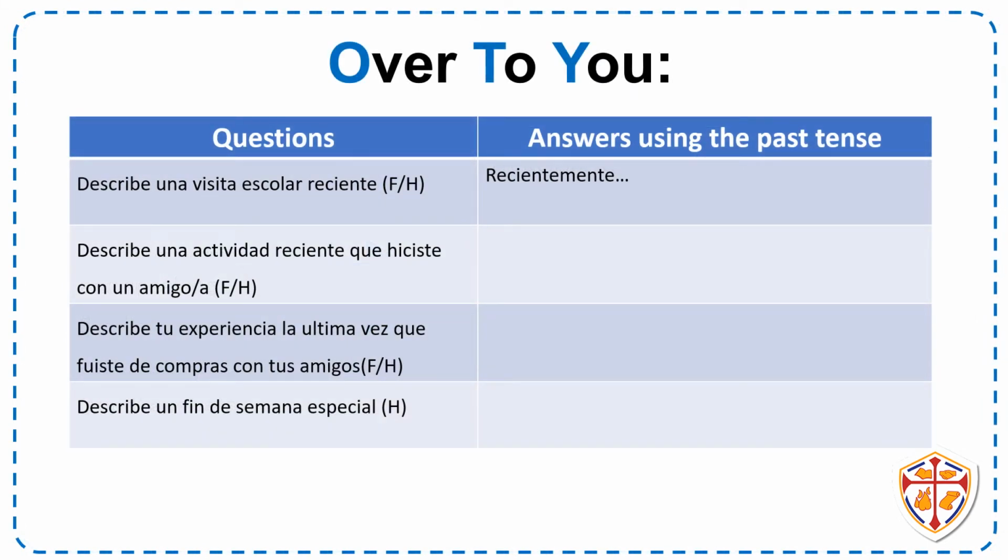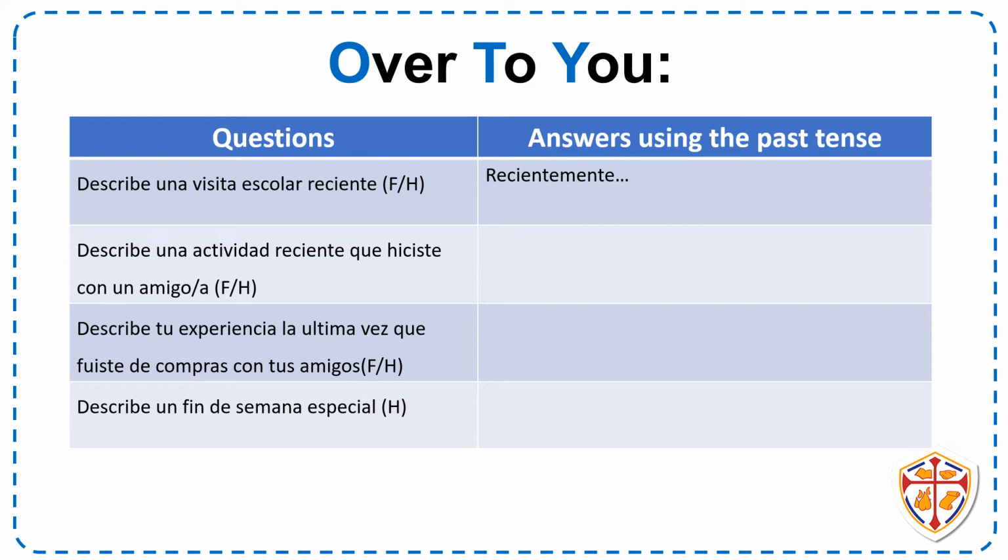Okay, to help you a little bit, I put the beginning of the first answer for you there in Spanish. The first question says, describe una visita escolar reciente. Of course, all the questions in this case are going to be in past tense. Describe una visita escolar reciente. Describe a recent school visit. So, again, this is something that has happened, action in the past, very specific.